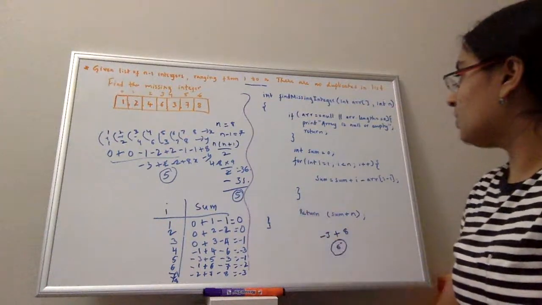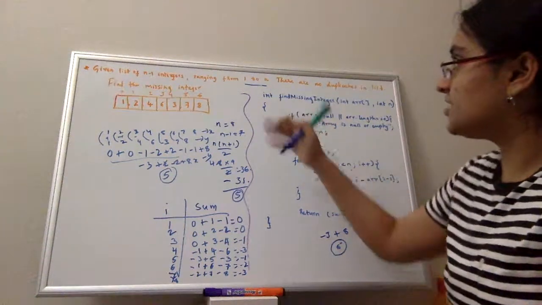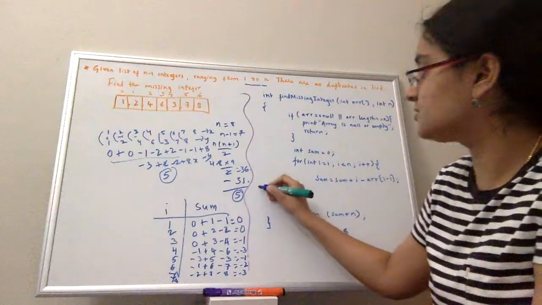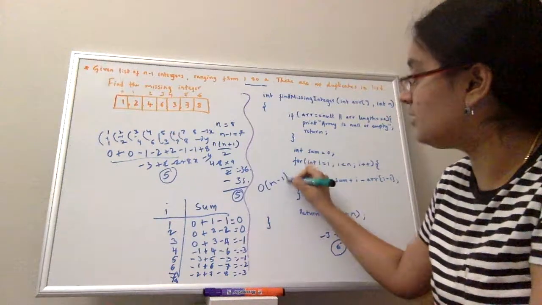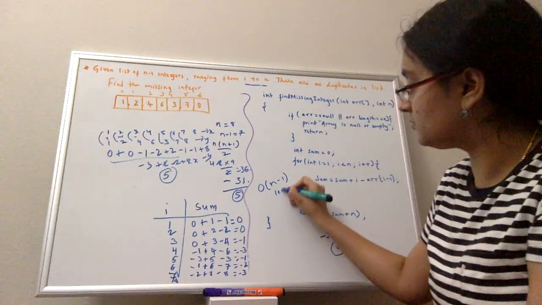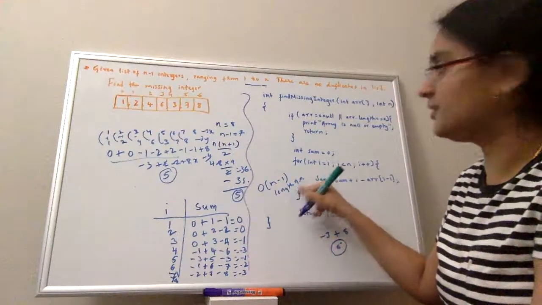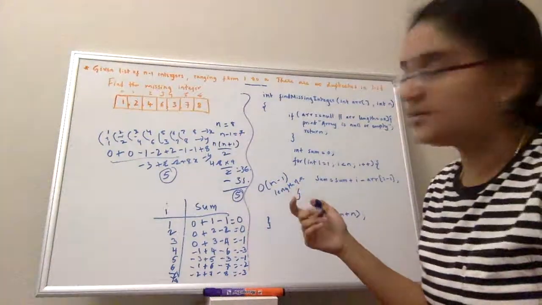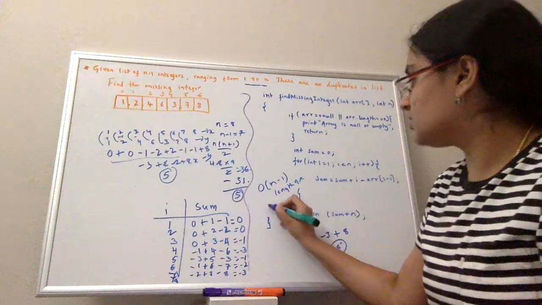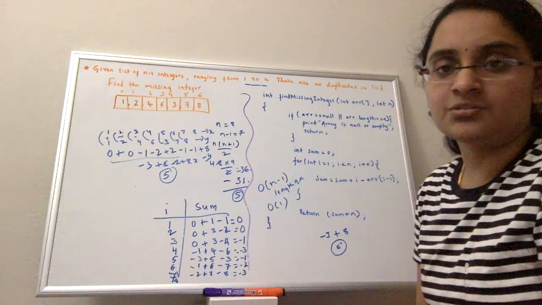For this problem, the complexity is, because the range of numbers is n and we have only n minus 1 elements, O of n minus 1, or you could say the length of the array. Instead of n, we could say length of array, or O of n minus 1. This is the time complexity, and we are not using any additional space, so space complexity is O of 1. So this is my efficient solution. Thank you.